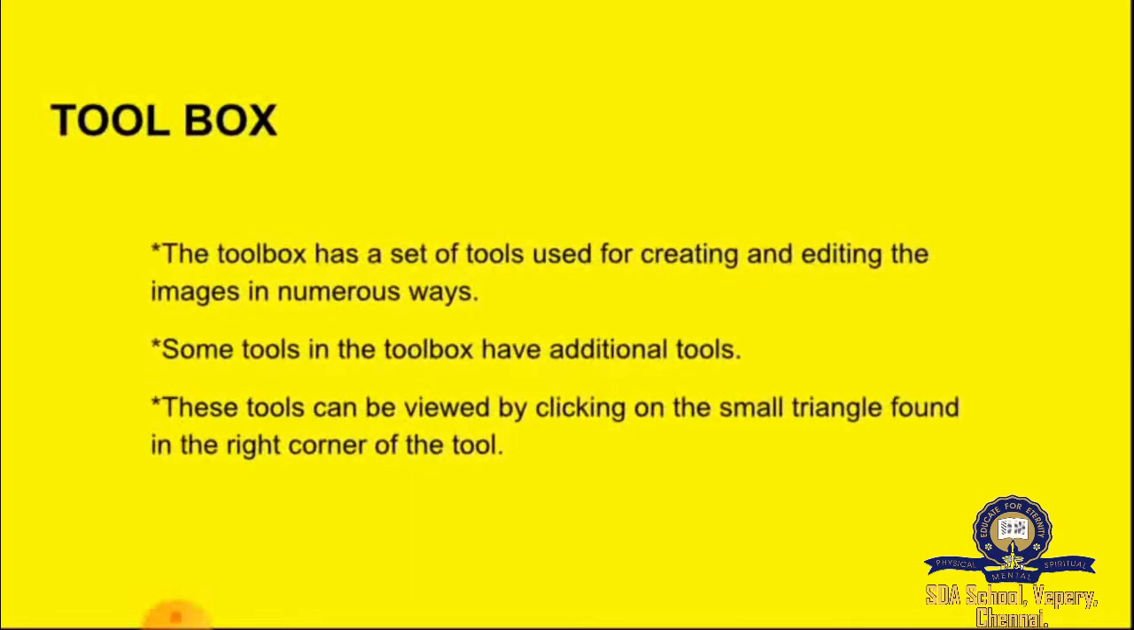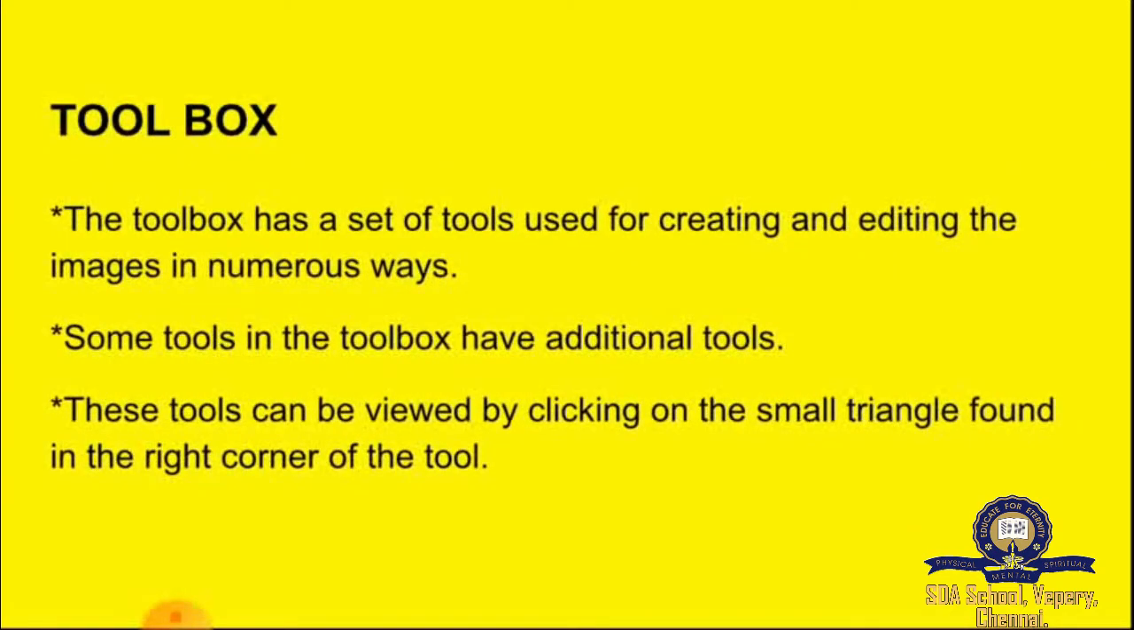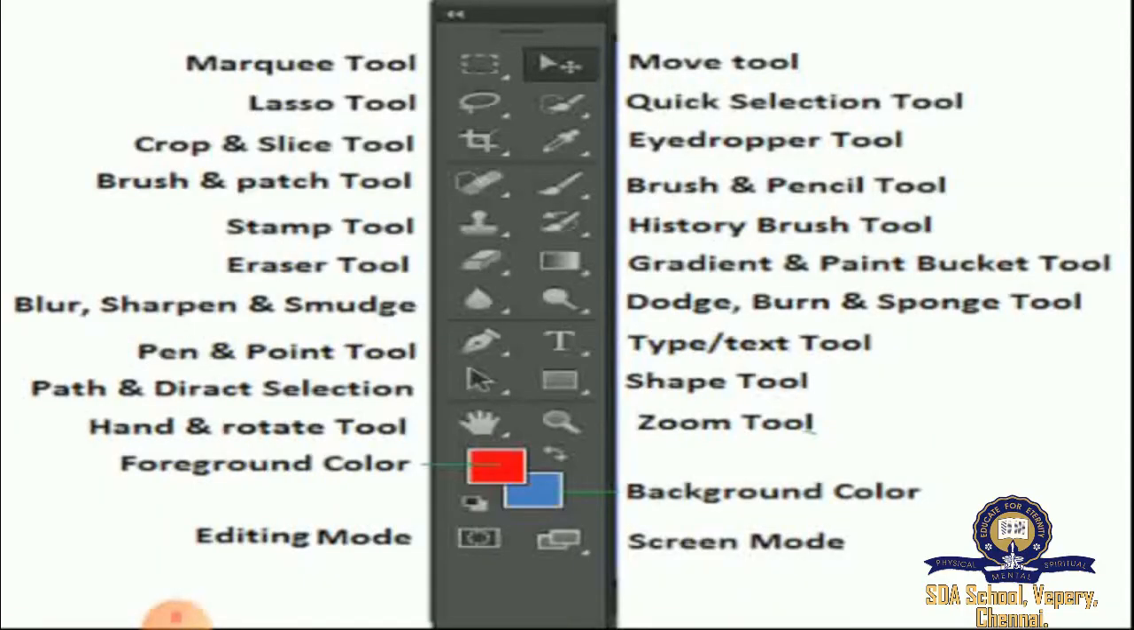Toolbox. The toolbox has a set of tools used for creating and editing the images in numerous ways. Some tools in the toolbox have additional tools. These tools can be viewed by clicking on the small triangle found in the right corner of the tool. Can you see? There are several tools like marquee tool, move tool, lasso tool, quick selection tool, crop and slice tool. These are the several types of tools used in Photoshop.